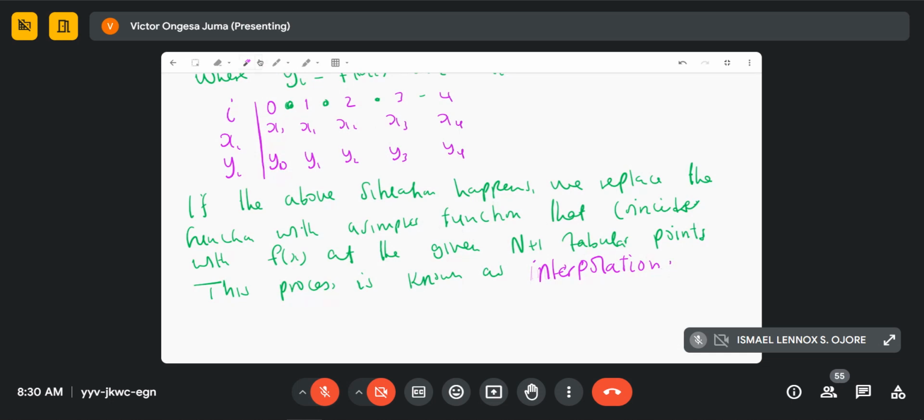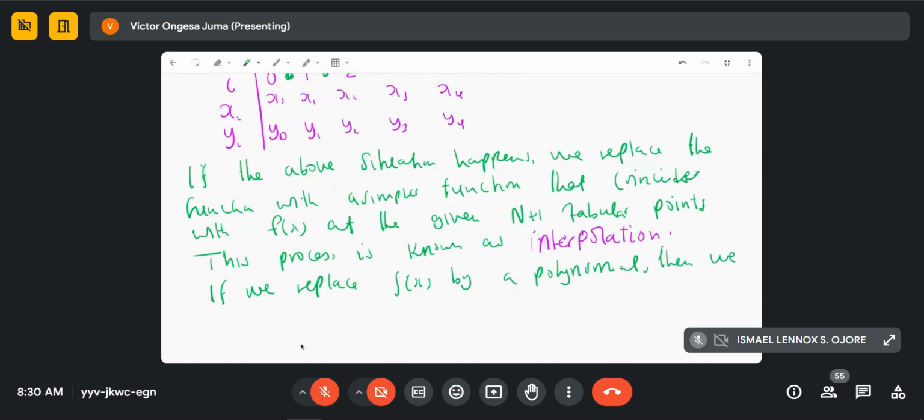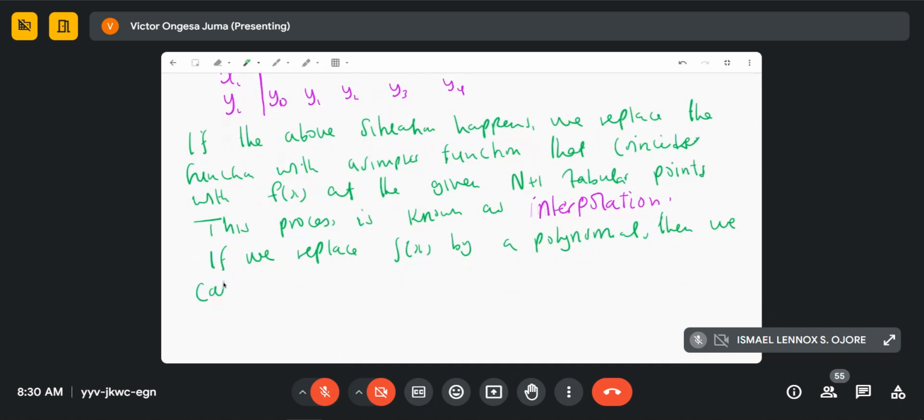So the whole of that process is called interpolation. And if we replace f of x by a polynomial, then we call it polynomial interpolation.